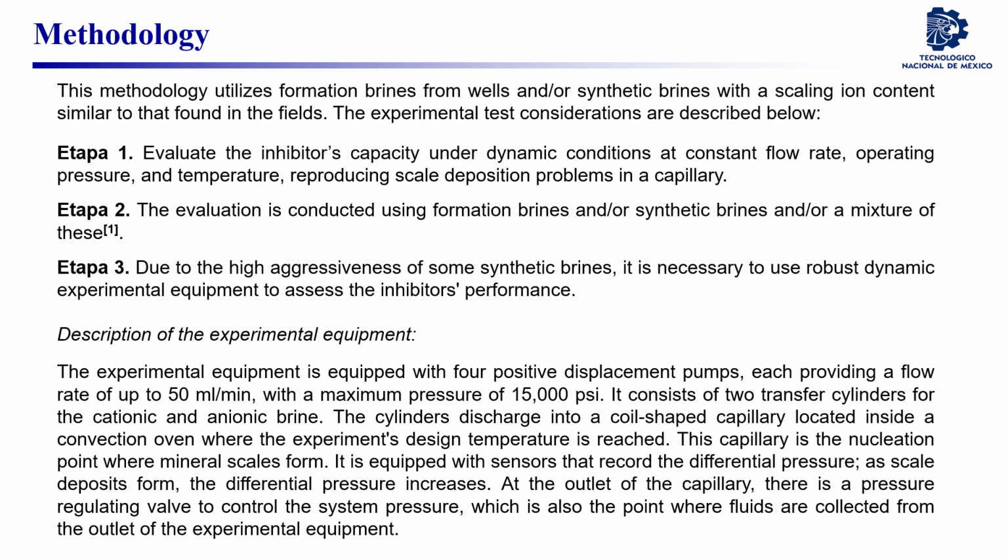The experimental equipment has four positive displacement pumps and two transfer cylinders that discharge into a coiled capillary inside a convection oven at the design temperature. This capillary acts as the nucleation point where mineral scale forms. It is equipped with a sensor that records differential pressure. As scale forms, the differential pressure increases, and the system pressure is controlled by a regulating valve.